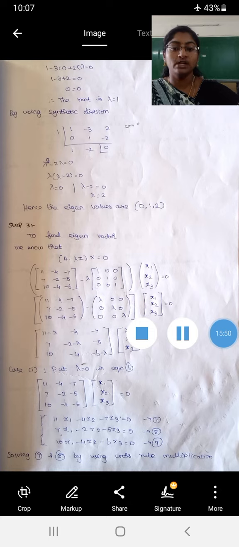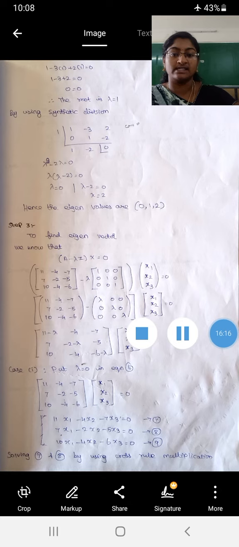In case 1, put lambda equal to 0. Our first eigenvalue is 0, hence in case 1 we are putting lambda equal to 0 in equation 6. So in our sixth equation, the diagonal elements become 11 minus 0, which is 11, minus 2 minus 0, which is minus 2, and minus 6 minus 0, which is minus 6. The remaining elements are as they are. Hence we are going to form the equations for this matrix.